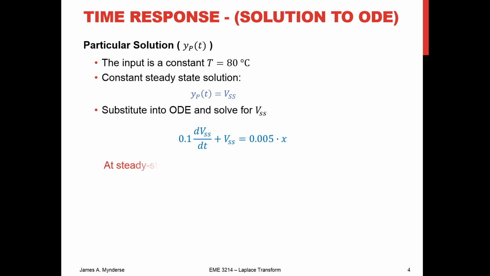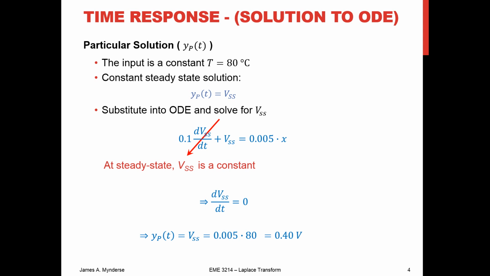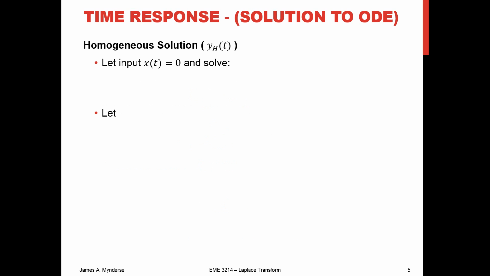What can we do with this? Well, we know that because VSS is a constant, the time derivative must be 0. So let's get rid of that. And so the only thing left is the particular solution must be 0.005 times x, and we know that the value of x is 80 degrees C. So VSS must be 0.4 volts. Done. We have a particular solution. So let's move on to the homogeneous solution.